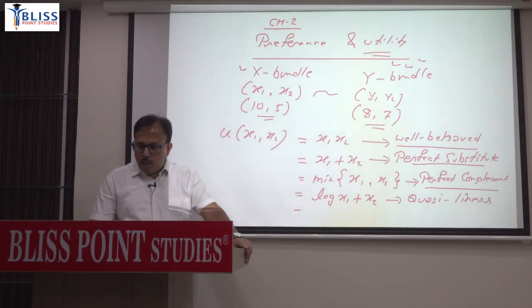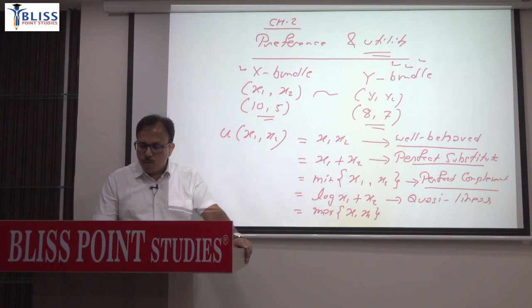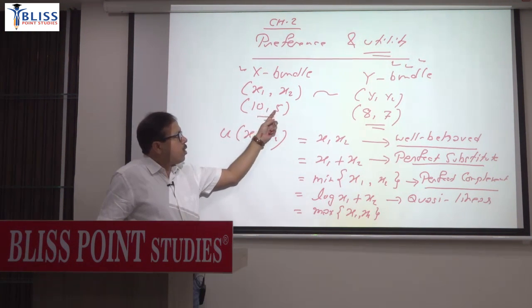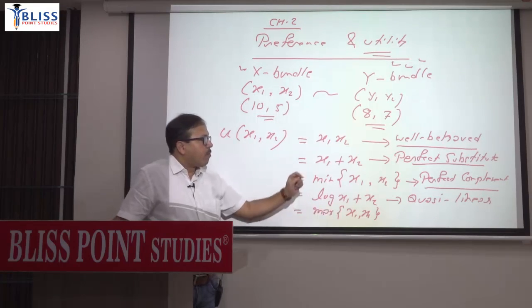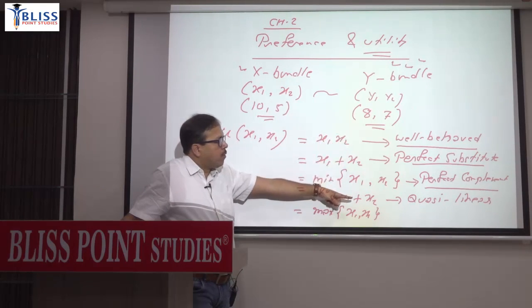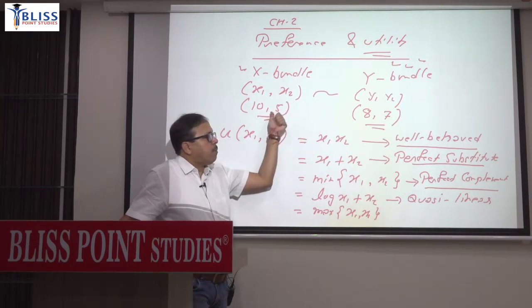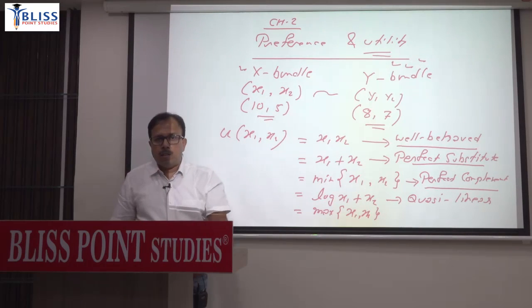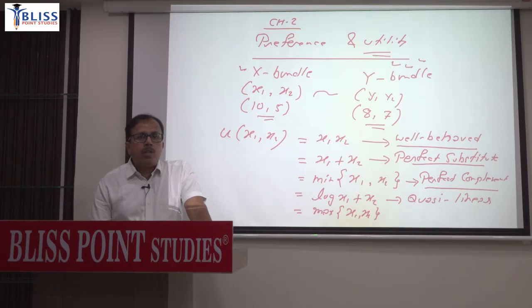The function could be written as, instead of minimum, maximum of x1 comma x2. Maximum of x1 comma x2, in that case if you write 10 comma 5, utility will be 10, and if you write 8 comma 7, utility will be 8. फिर ये bundle preferred हो जाएगा. मतलब it is not that there is a fixed answer. Based upon the utility function, your choice or preference between these two bundles can be different.